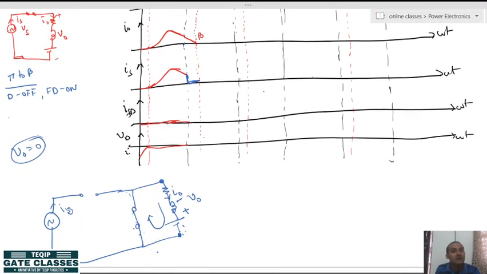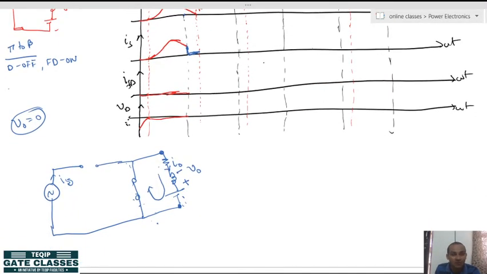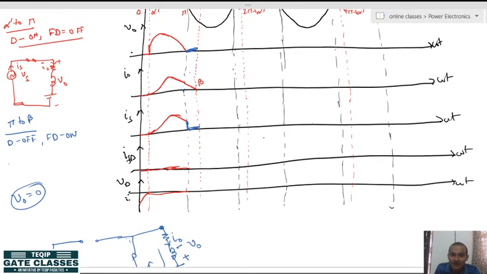And what will be the freewheeling diode current? Whatever load current is flowing, that is flowing through the freewheeling diode. So you can see that this portion will contribute to the freewheeling diode current. So you just have to draw the same portion for the freewheeling diode, like this. Okay. So you can see that if you add IS and IFD, you will get I naught.